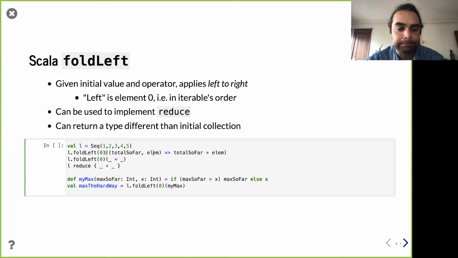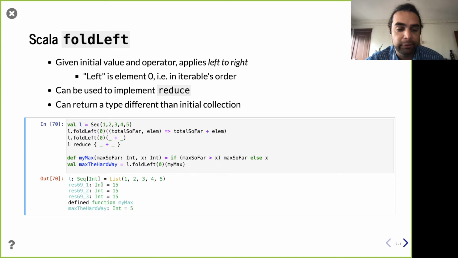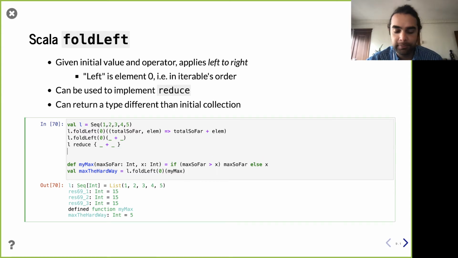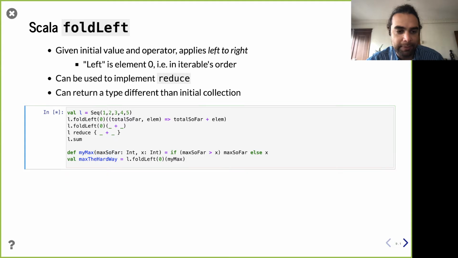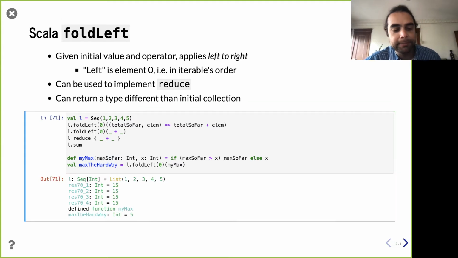You'll notice we give it the initial result first, and then we give it the function. We can use the placeholder syntax, no problem. If we go ahead and run this, these are three different ways of doing the sum. I should have that one. Maybe I can't do it without the dot.